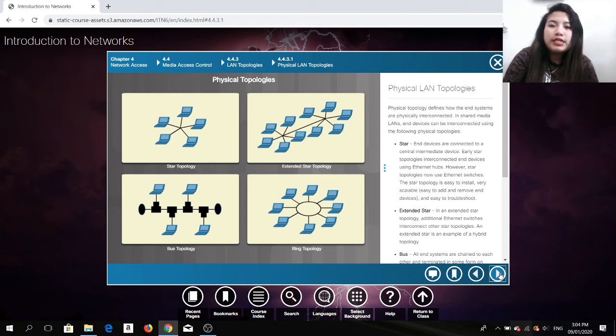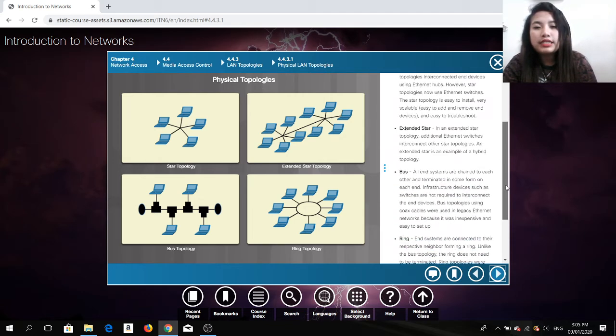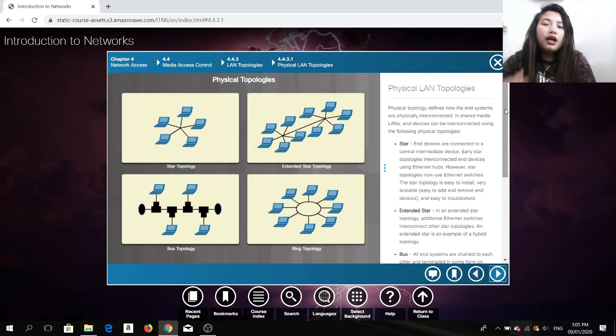So, physical topology defines how the end systems are physically interconnected. In shared media, LANs and devices can be interconnected using the following physical topologies: the star topology, the extended star topology, the bus topology, and the ring topology. In the star topology, the end devices are connected to a central intermediate device. Early star topologies interconnected end devices using Ethernet hubs. However, star topologies now use Ethernet switches. The star topology is easy to install, very scalable, and easy to troubleshoot.